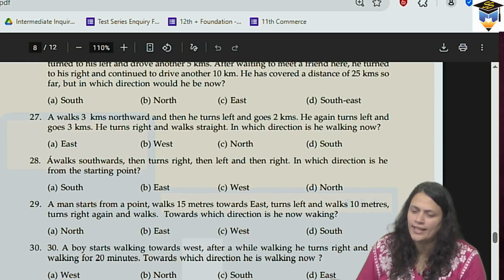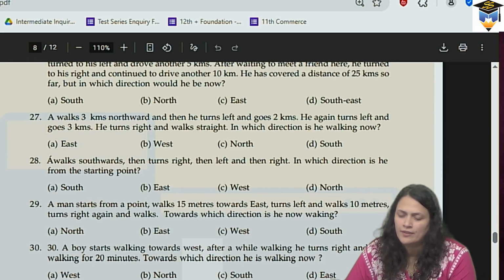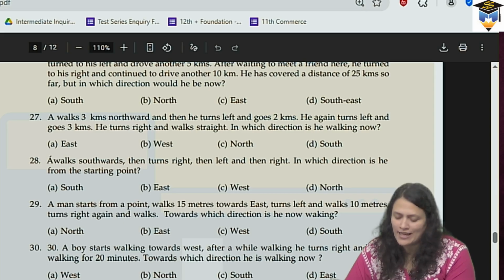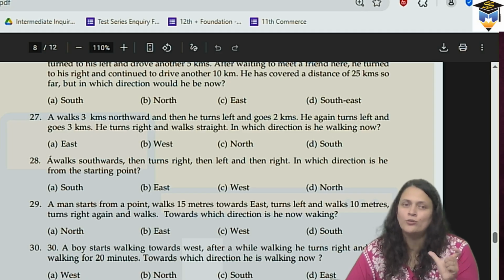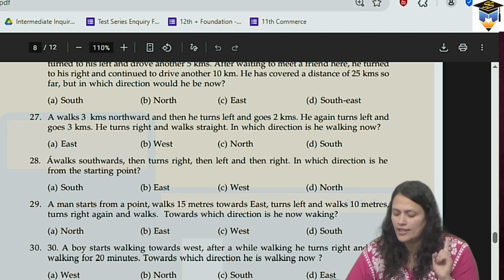Now let us go to 28. A walks southwards, then turns right, then left, and then right. In which direction is he from the starting point? Is the diagram drawn? Okay, first read the sum number 28. Try to understand the meaning, then I'll explain.